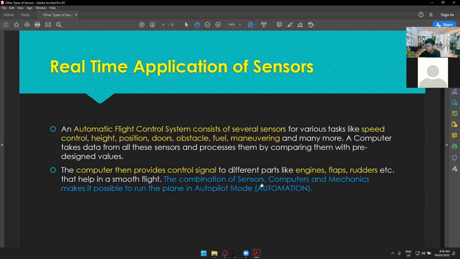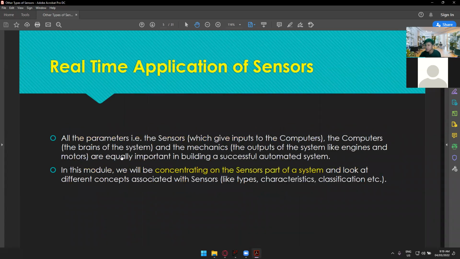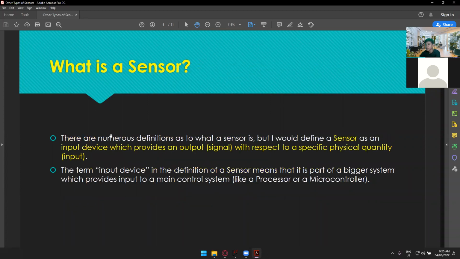Let's just say that this is the main product of these sensors right here. So all the parameters, sensors which give inputs to the computers, the brain, the system, there are some more explanations on what's happening, but I'll skip this one since it is very straightforward. So again, in this module, we will only concentrate on the sensors, not on the computer, not on the mechanical, etc. So first, let's define again what a sensor is.